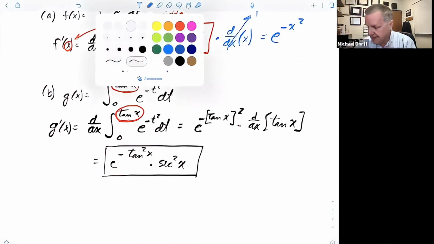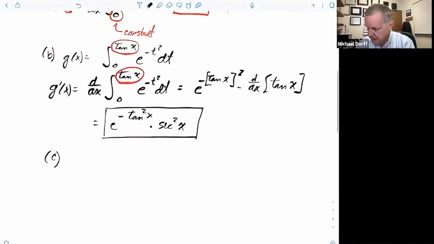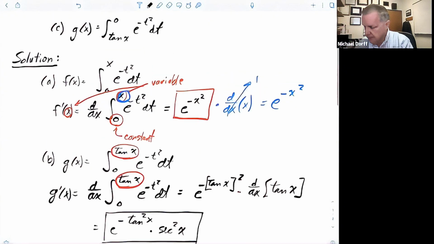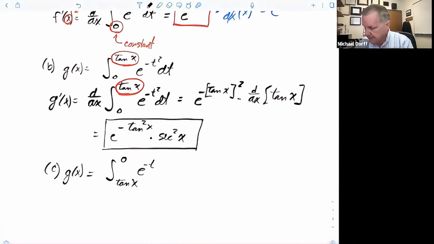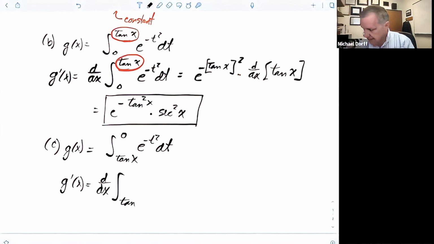So let's look at the last one, letter C. In that one, we have the function g again, and that's going to be the integral from tan x to 0 of e to the negative t squared dt. And again, I want to take the derivative of that. So I'm taking the derivative of an integral. You get that right here. That's tan x on the bottom and 0 on the top. Again, I notice that my integrand function, e to the negative t squared, is continuous everywhere. So I can apply the fundamental theorem of calculus here.